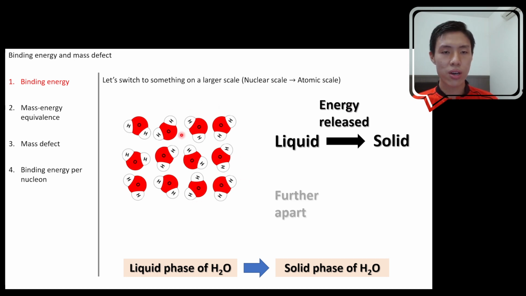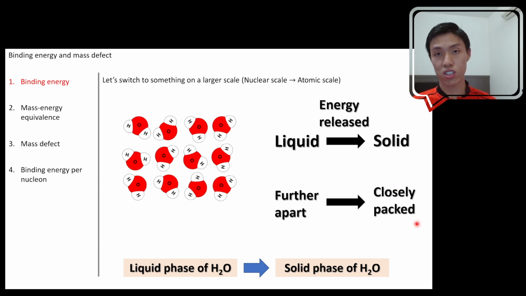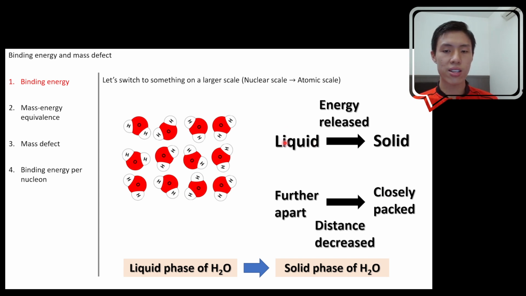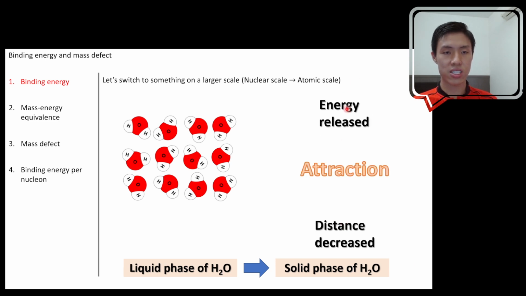Okay, so at the same time, we know that when you are in liquid form, the water molecules are actually further apart, but when you are in solid form, the water molecules are more closely packed and the arrangement is more orderly in this case. So if we undergo transition from liquid phase to solid phase, the distance between the water molecules decreases, and this causes the energy to be released. So I want you to associate this decrease in distance with the energy being released.